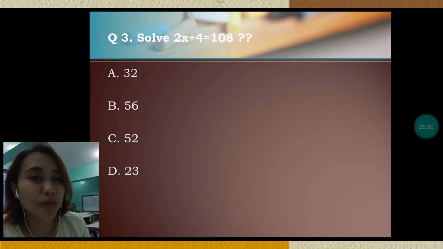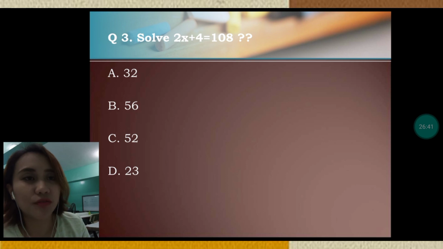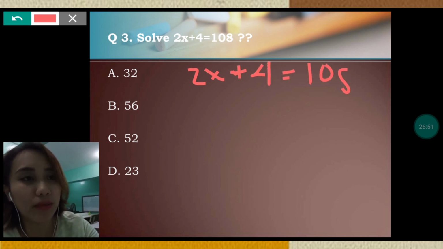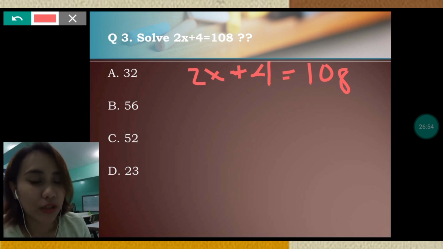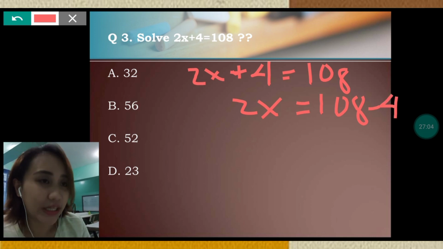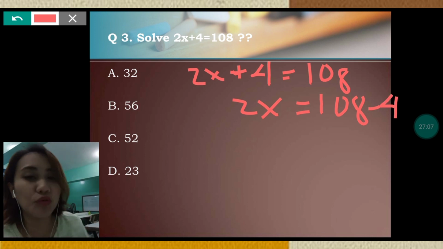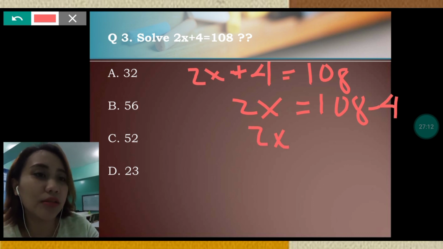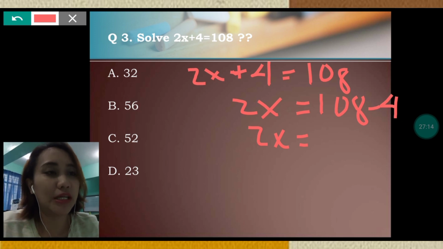Last question, question number 3. Solve 2x plus 4 is equal to 108. Let's write that down. 2x plus 4 is equal to 108. So, grouping the terms, we can transpose 4 to the other side. It's negative 4 because again, if you move a term to the other side of the equation, change the sign. So that's 2x is equal to 108 minus 4.